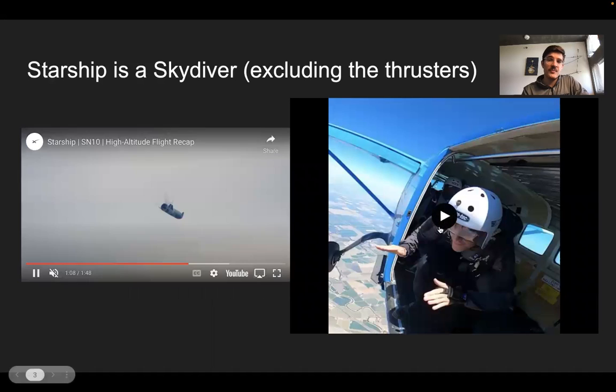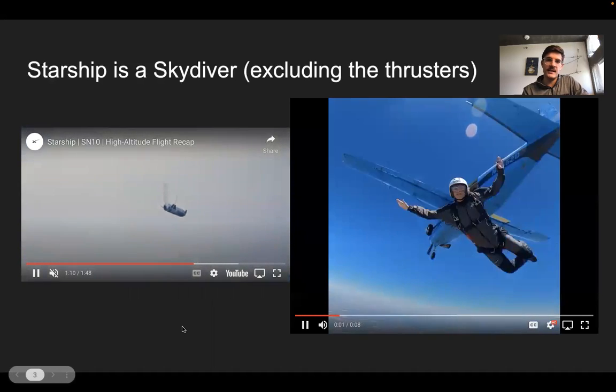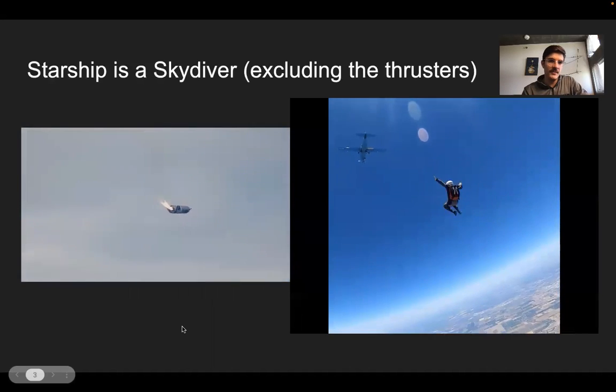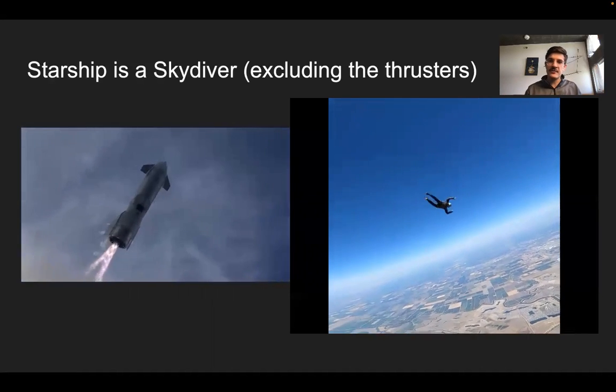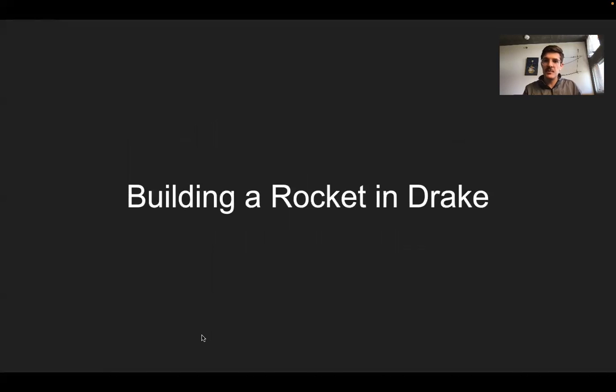So skydiving is basically what Starship does here, right? I mean, it can do a belly flop, it does a flip up, it is using its arms and legs and flaps. This is amazing. So let's try to build it in Drake.